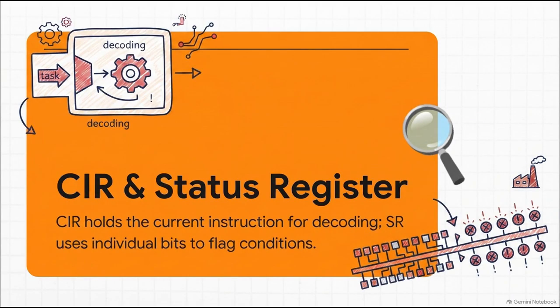To wrap up our factory tour, we've got the current instruction register. That one holds the current task while it's actively being decoded and executed. And finally, the status register. Instead of holding a complete number, each individual bit in the status register acts as an independent flag for specific conditions, like if a math problem had a carry or if there was an overflow error. It's essentially the factory's warning light system.